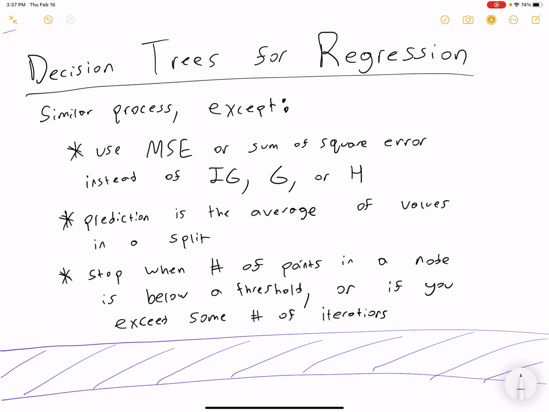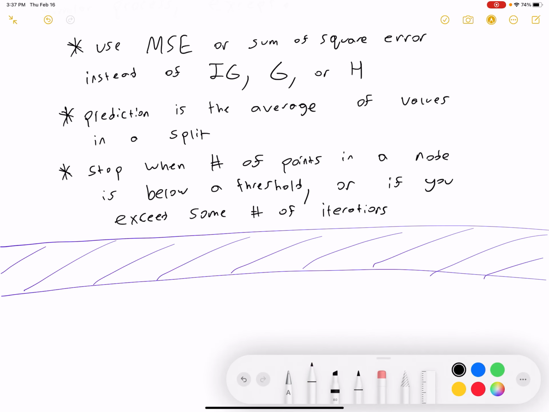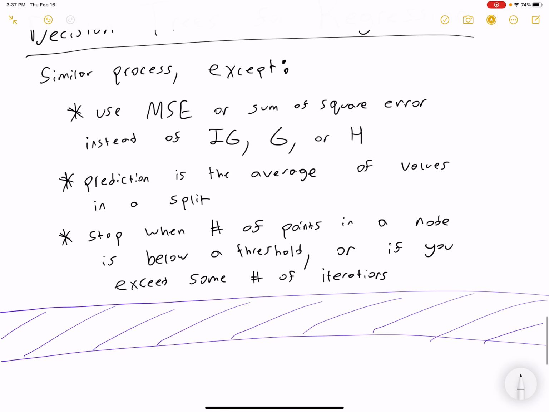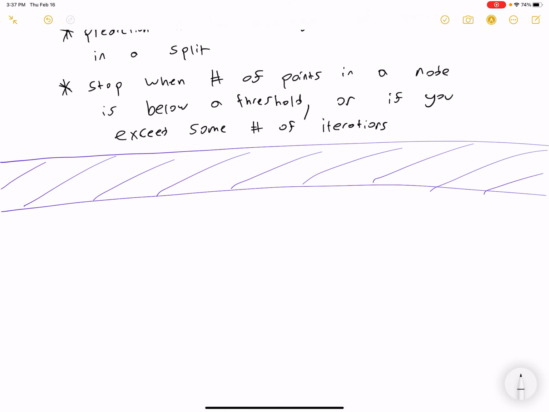So basically regularization for decision trees. Right, where's the sweet spot of that? That makes sense. Yeah, so is the prediction the average of values in a split? Yes, so that's a good question. We're going to cover that now. The next topic is random forests, which address exactly the point you brought up, so great segue.